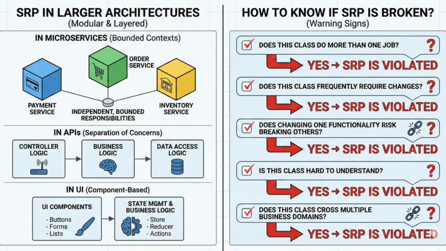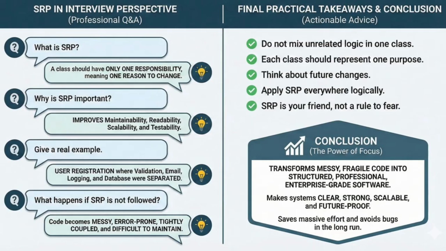applications live for years and continuously evolve, the single responsibility principle saves massive time, prevents countless bugs, and makes development far easier. So always remember, one class, one responsibility, one reason to change. That is the true essence of the single responsibility principle.